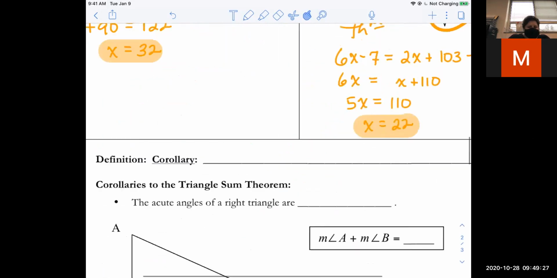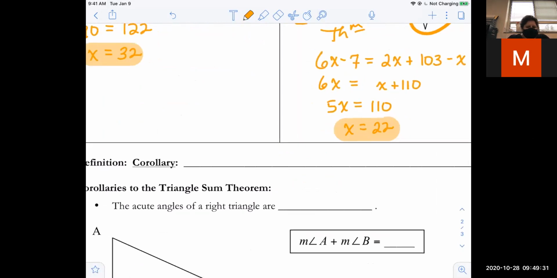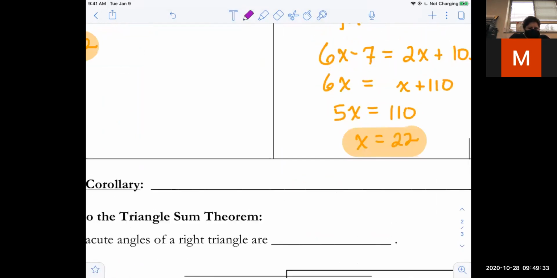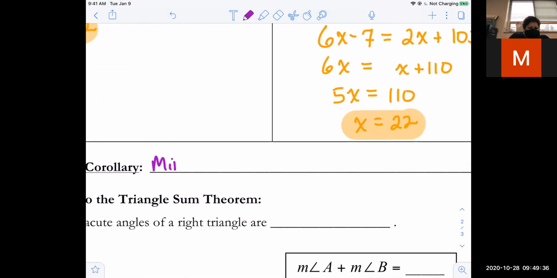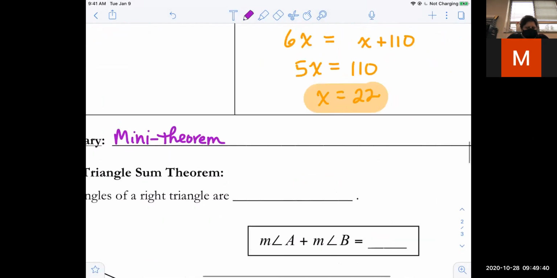A corollary, the cleaning bell is going to ring in a minute, but we're going to keep going. A corollary is like a mini theorem. It's a theorem that follows easily from another theorem. So it's kind of less important.